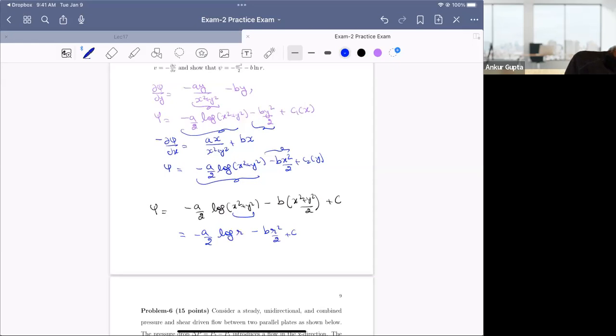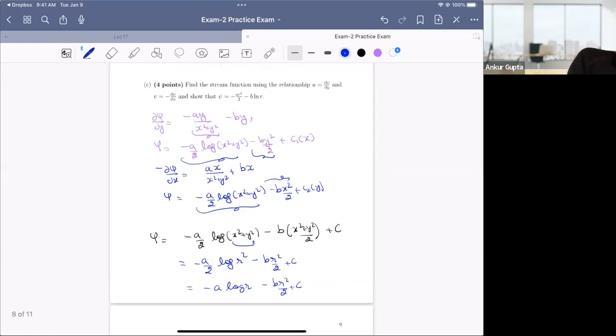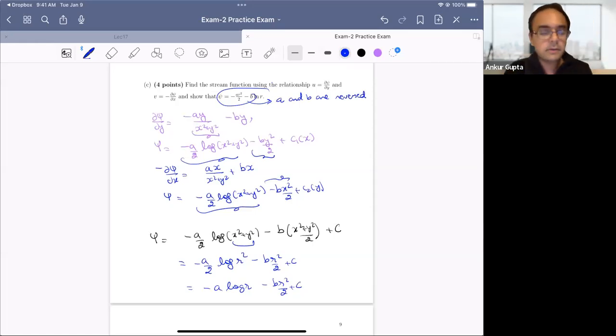So this is log of r square, or we can say minus a log of r because it's a square, minus b r square by 2 plus c. Okay. So this is actually a and b are reversed here. So a and b are reversed, but that was just a typo. We'll fix this on the canvas side.